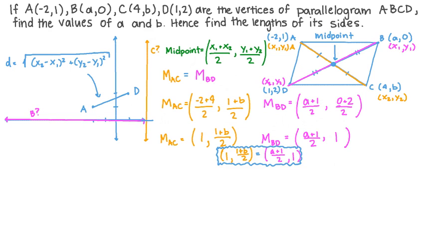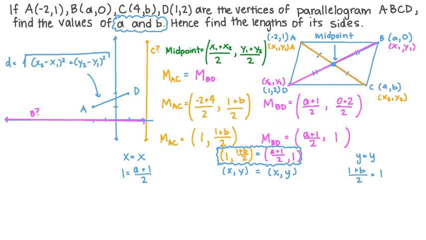So we take these two coordinates and set them equal to each other. We have a coordinate pair (x, y) being set equal to (x, y). And that means we'll need to take the two x-coordinates and set them equal to each other, and then take the two y-coordinates and set them equal to each other. 1 equals a plus 1 over 2, and with the y-coordinates, 1 plus b over 2 equals 1. In this step, we'll finally be able to find the values of a and b.